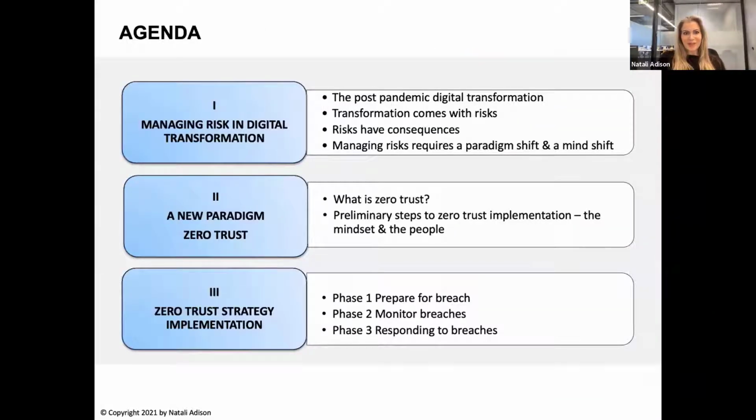On our agenda today, we will be discussing 3 building blocks. First of all, we will discuss how to manage risk in digital transformation, whereby I will discuss the post-pandemic digital transformation, the fact that transformation comes with risks and consequences, and how managing risk requires a paradigm shift, but also a mind shift. Then I will discuss what is zero trust and preliminary steps to implement zero trust. Finally, I will discuss the zero trust strategy implementation, which is built on 3 different phases. First of all, you prepare for breach, then you monitor breach, and then you respond to breach.